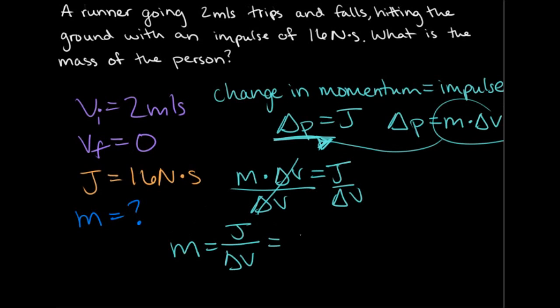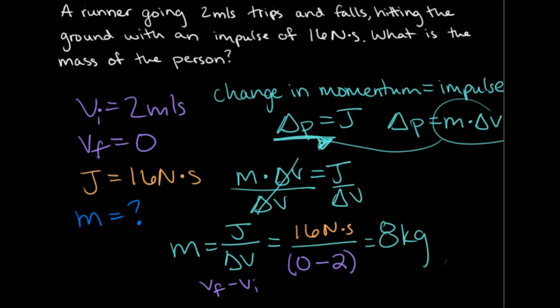So it will be 16 newton-seconds divided by the change in velocity, which is the final velocity minus the initial velocity. So it's going to be 0 minus 2, which equals 8 kilograms. Now notice how this isn't positive or negative, and that's because mass is a scalar quantity.